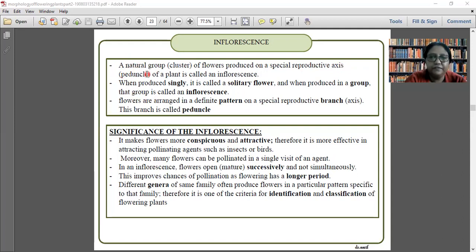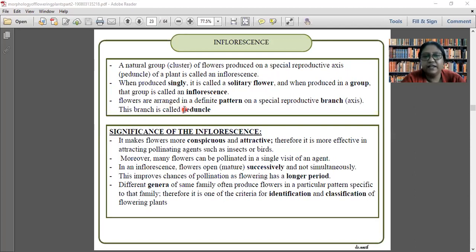So there is a difference between pedicel and peduncle. If it is a single flower, the stalk with which it is attached to the stem is called pedicel. And peduncle is a structure where group of flowers are arranged in a specific pattern, and that arrangement is called inflorescence. Okay. So if there is a single flower, for example, I told you about hibiscus or rose, we call it a solitary flower. And when produced in a group, the group is called inflorescence.